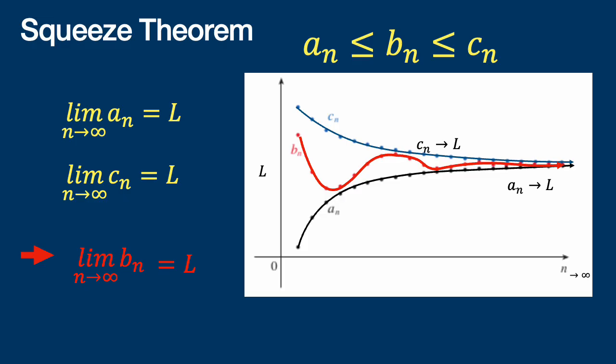That's the squeeze theorem, guys. Bn is between the two sequences. Each of the two sequences has limit L: the limit of An goes to L, and the limit of Cn goes to L. Then the middle sequence has the limit L. That's the squeeze theorem.